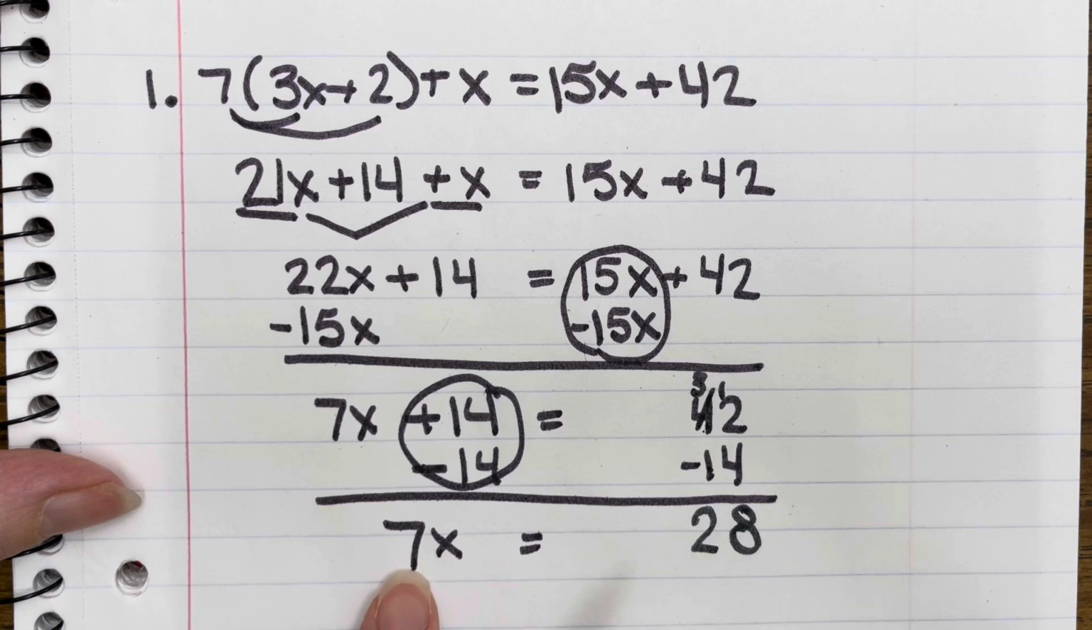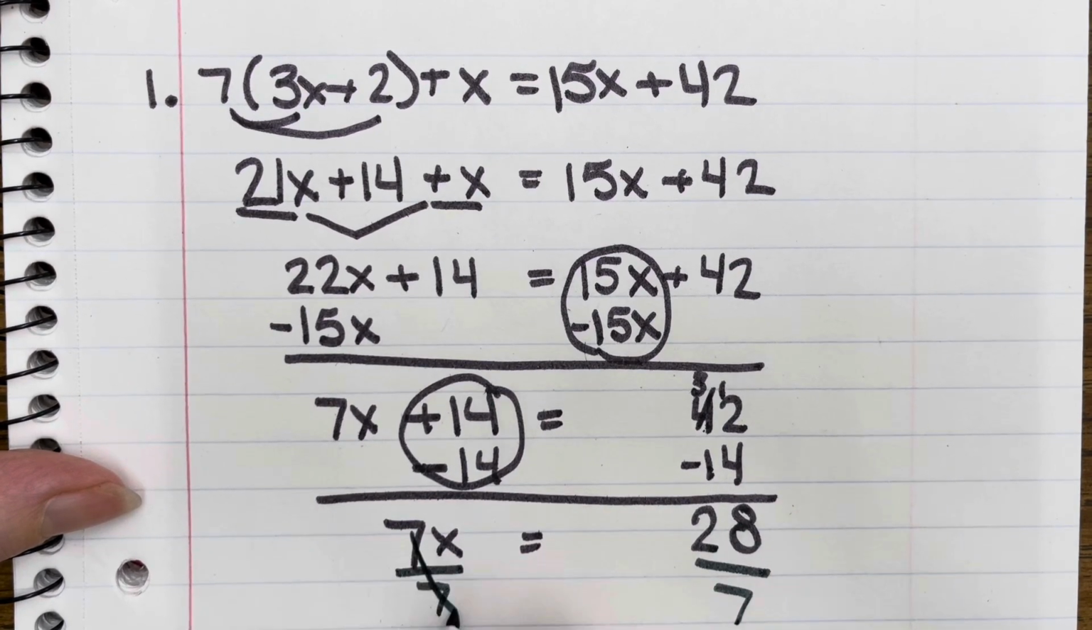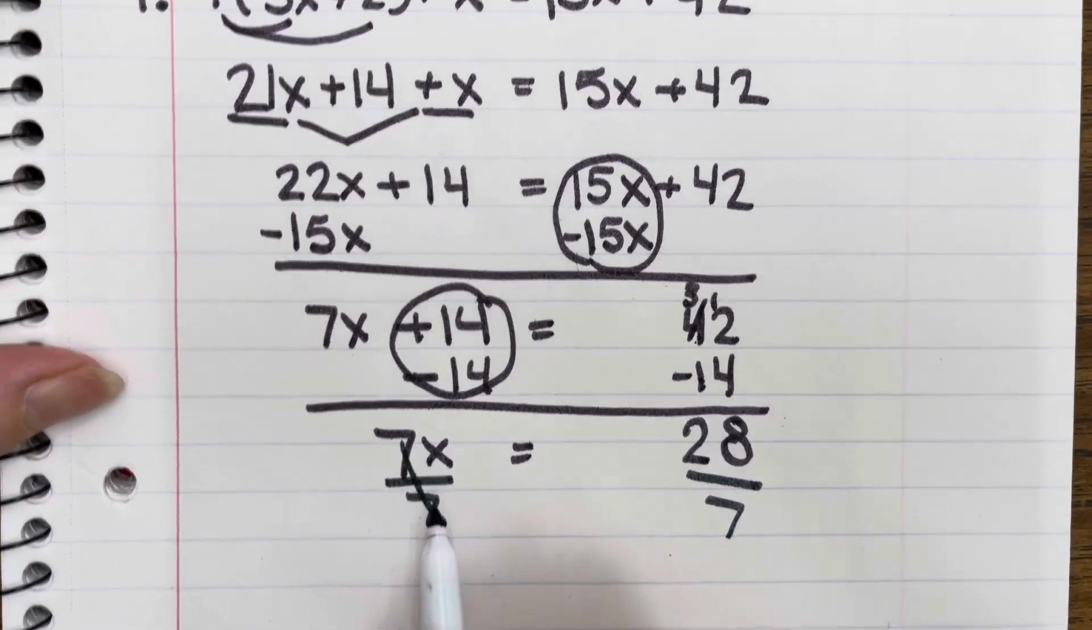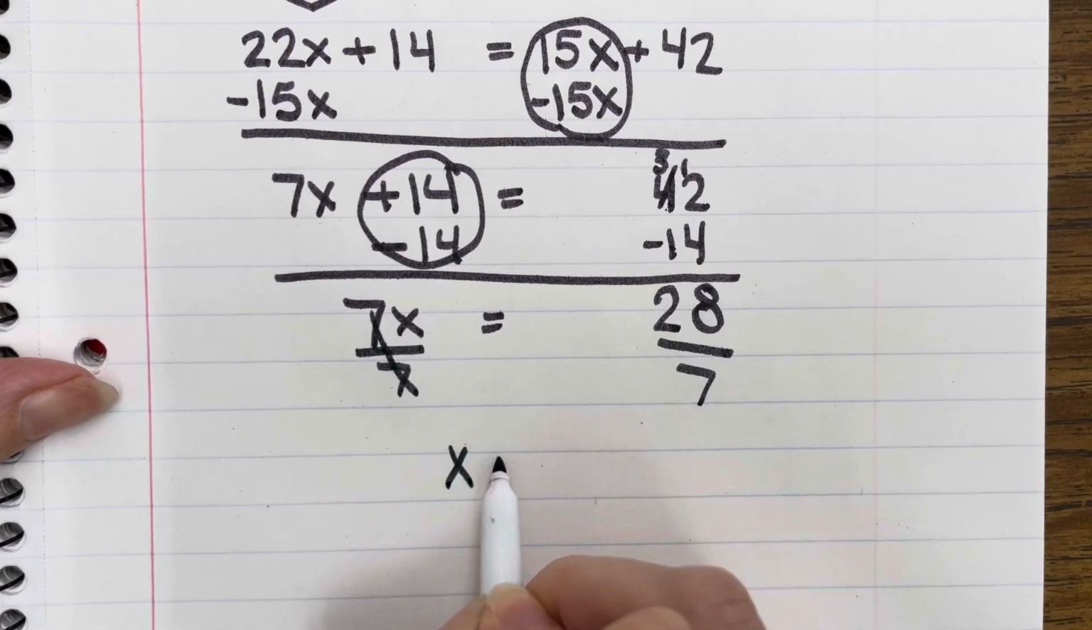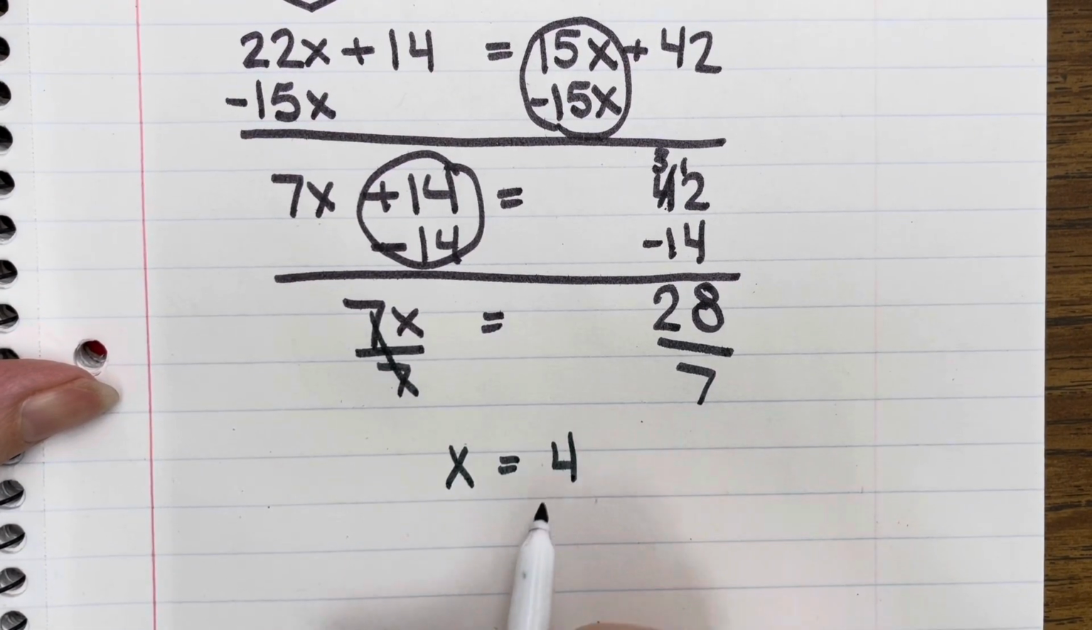And then lastly, this says 7 times x. So to unmultiply those, we're going to divide both sides by 7. So we get 1x. So we have x equals 4.